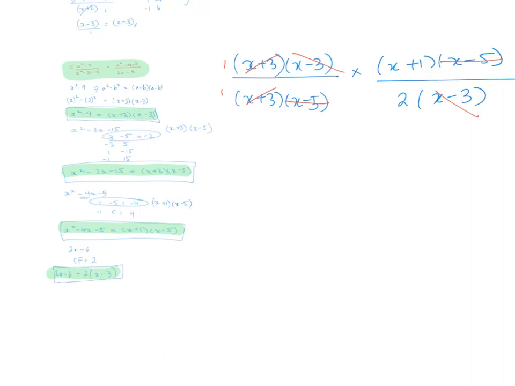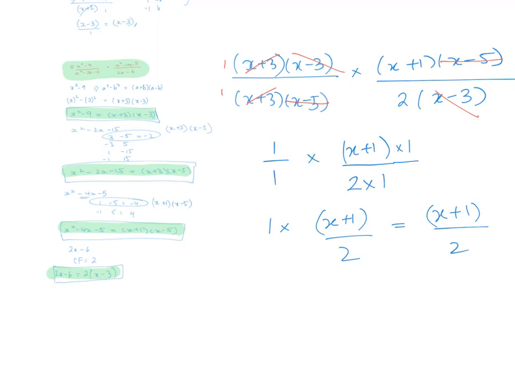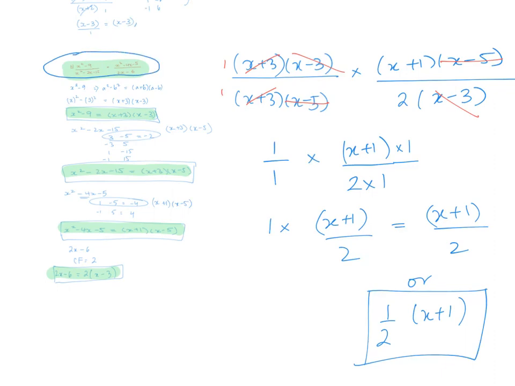So I'm left with 1 over 1 times x plus 1 over 2 times 1. Well, I know 1 over 1 is going to give me 1. So x plus 1 times 1 is going to give me x plus 1. And 2 times 1 is going to give me 2. Again, 1 times this fraction is just going to be x plus 1 over 2. Or alternatively, you could bring the fraction, the half, to the front and write x plus 1. So this is the factorised form of what we had over here, this algebraic expression.